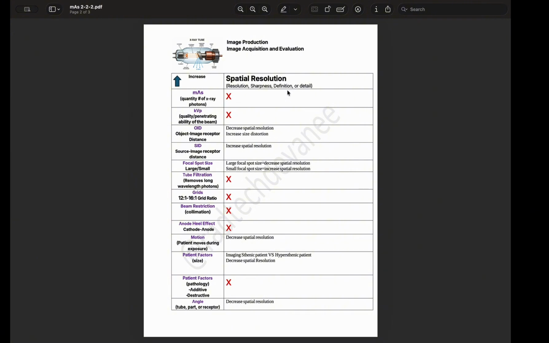Next is motion. So if your patient happens to move during the exposure, that is going to decrease spatial resolution. Your image is going to come out blurry, so you'll definitely have to repeat that.